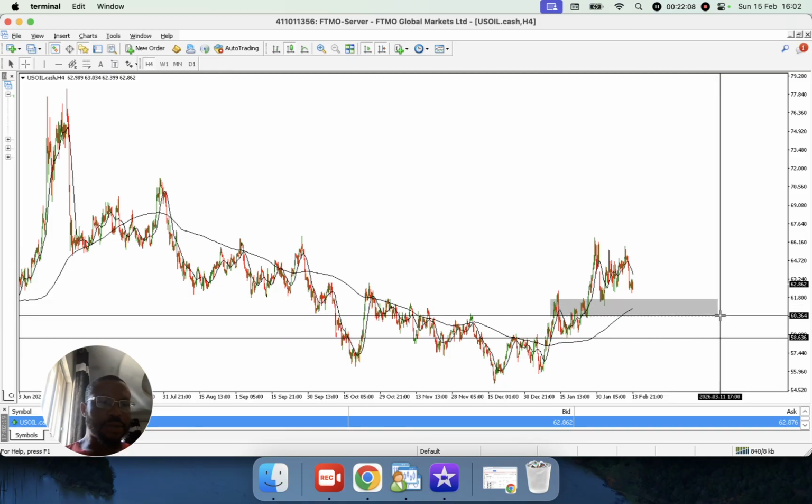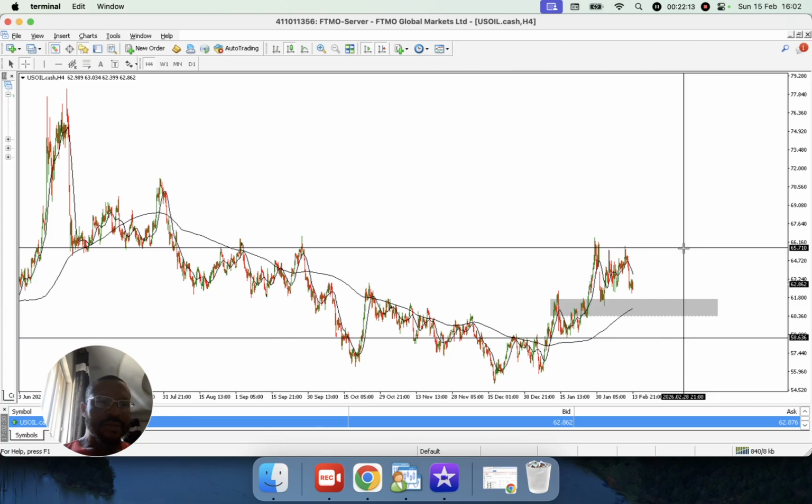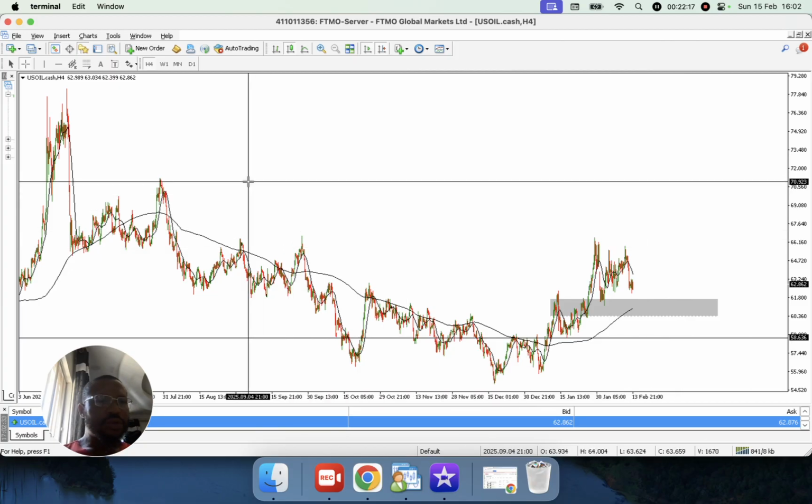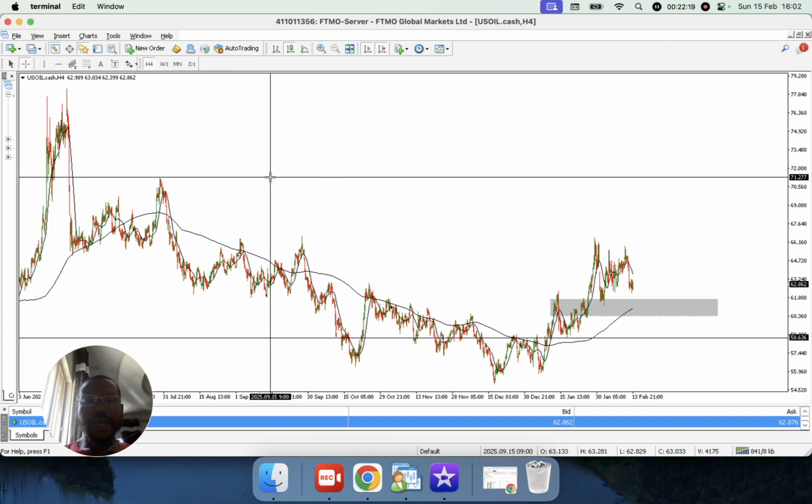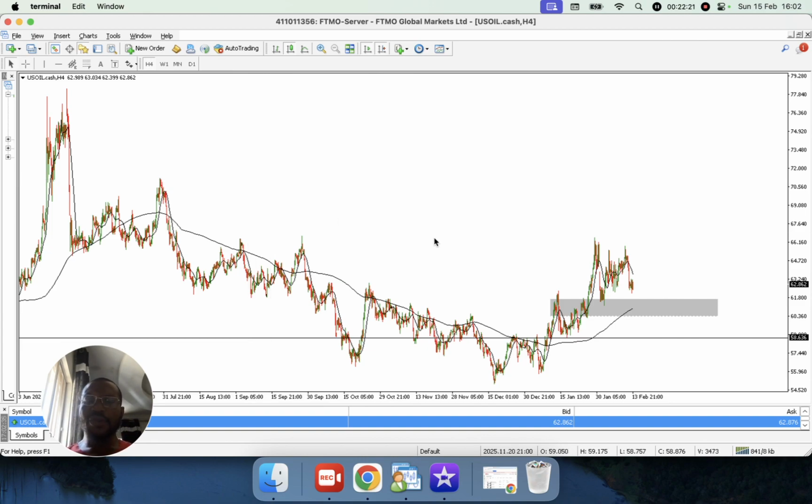So for US oil, we'll be waiting for the buyers to come down to this support area at 61.646, stop loss 60.364, TP1 65.710, then TP2 70.923.